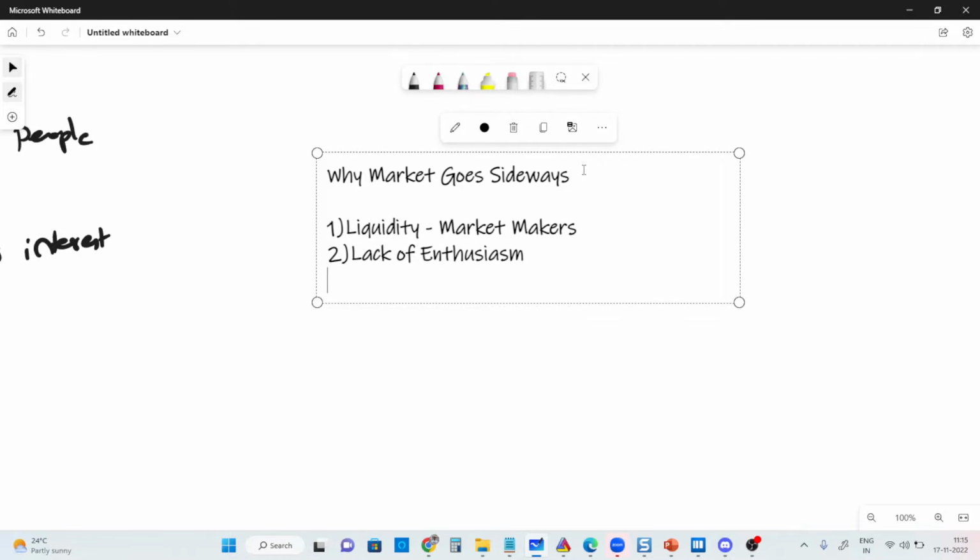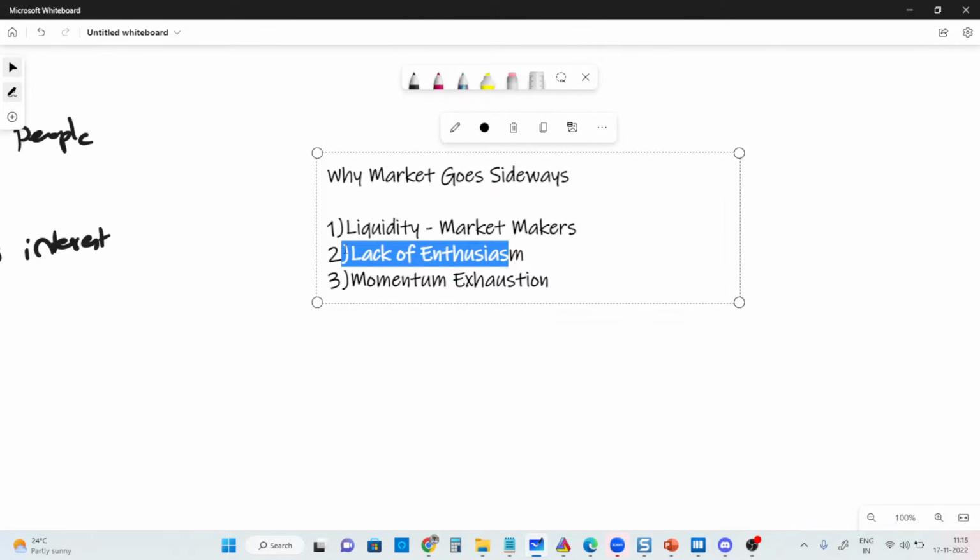So it can happen because of momentum exhaustion. Momentum is there, but that momentum is slowly fading away. In that case, we'll be experiencing dull, boring price action. Lack of enthusiasm can happen for various reasons.